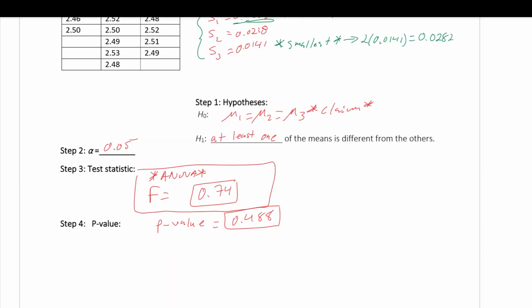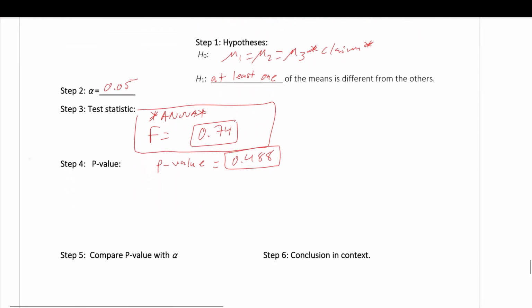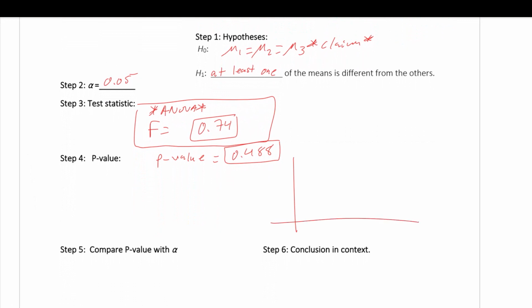Step 4, we're going to go ahead and draw this again. We do have a skew to the right distribution because it's an F distribution. Starting from 0, we go, has some sort of peak, and it goes on forever here. And 0.74, again, these are all going to be right tail tests. I didn't mention that before, but these are right tail tests.